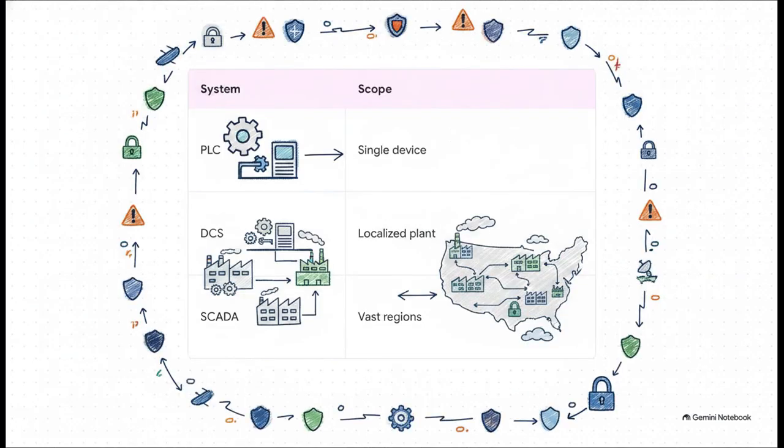You really need to know the hierarchy of these industrial systems. At the foundational level, a programmable logic controller, or PLC, is a focused computer controlling just one single mechanical device. If you network a bunch of PLCs together inside a single factory, you get a distributed control system, or DCS. And if you connect multiple DCSs across a whole state or country, you have SCADA.